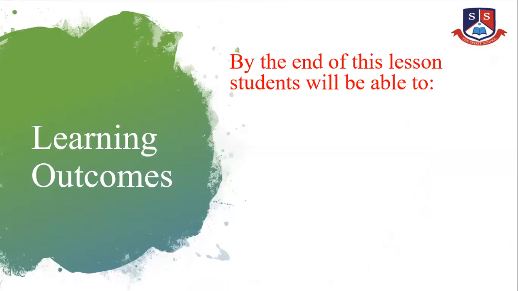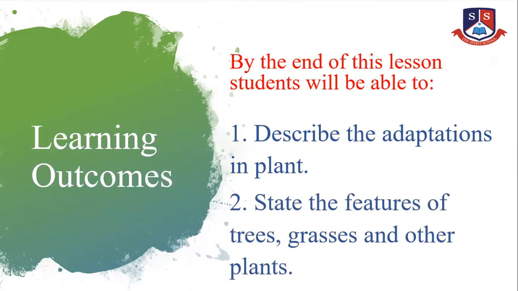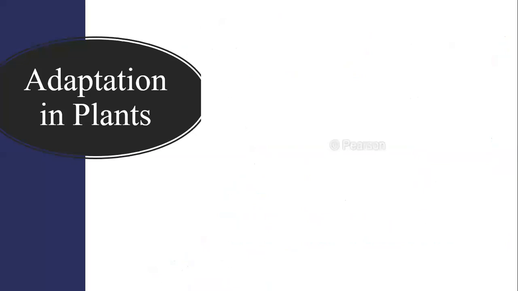Learning outcomes. By the end of this lesson, students will be able to describe the adaptation in plants, state the features of trees, grasses and other plants. Let's watch a video of adaptation in plants and note the important points. Let's start.